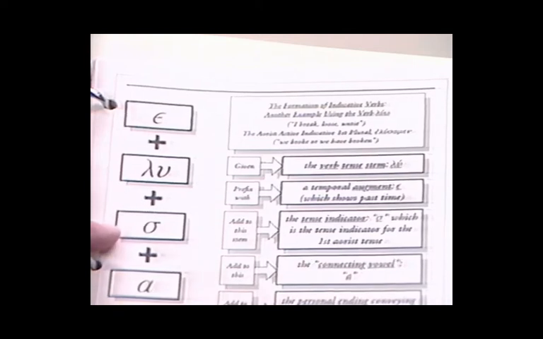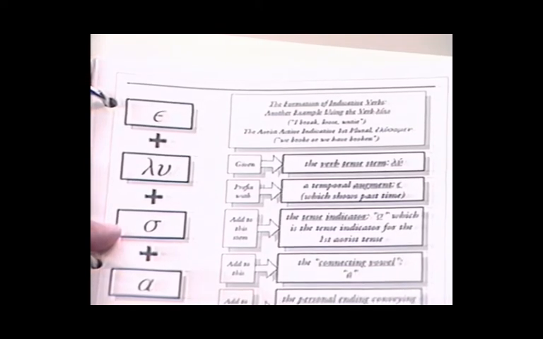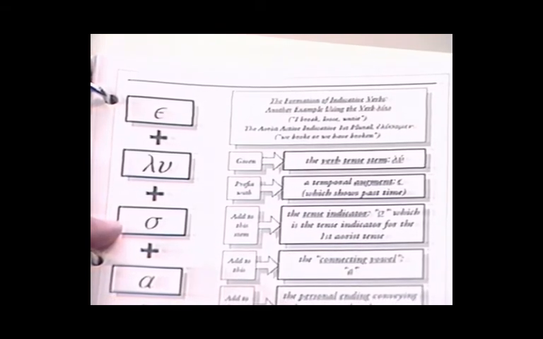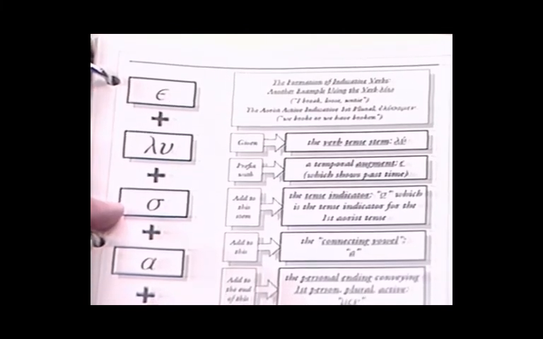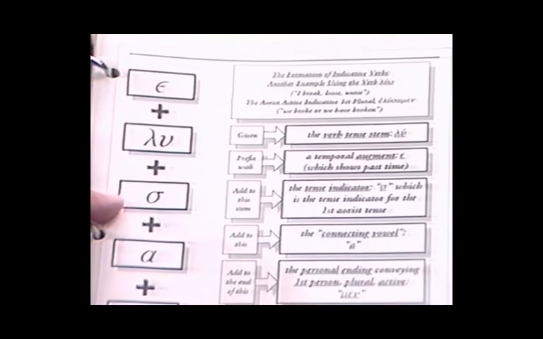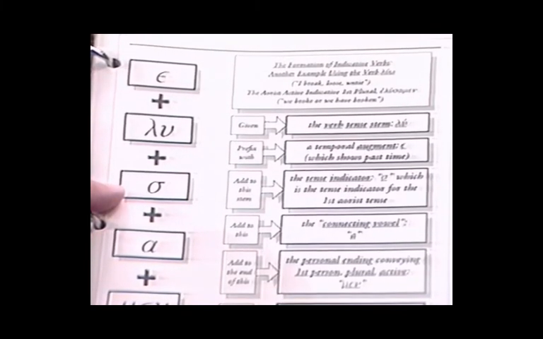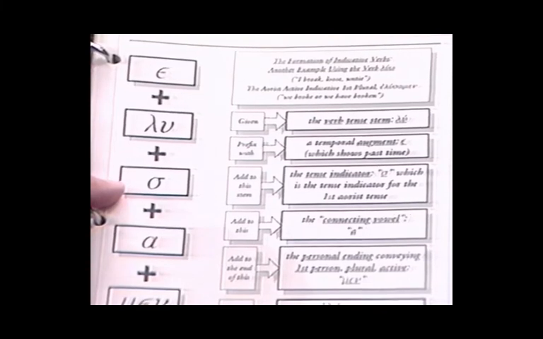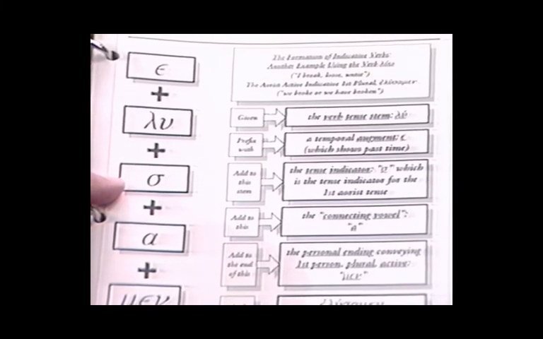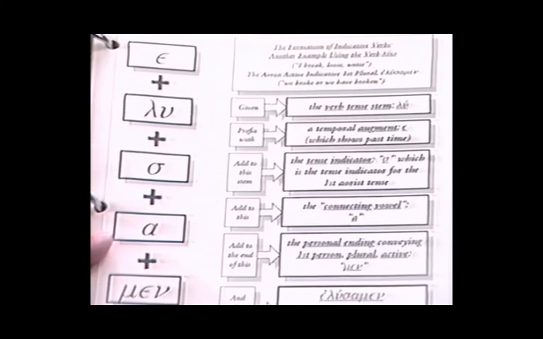Then we add a tense indicator, a sigma again. This time the sigma is telling us that this is the tense indicator for the first aorist. This is not, in this instance, the indicator for the future tense. We're not dealing with future time here. Both the future and the first aorist use the same tense indicator, a sigma. Next, we'll add an alpha connecting vowel. Again, the connecting vowel simply being a means of attaching our personal ending.